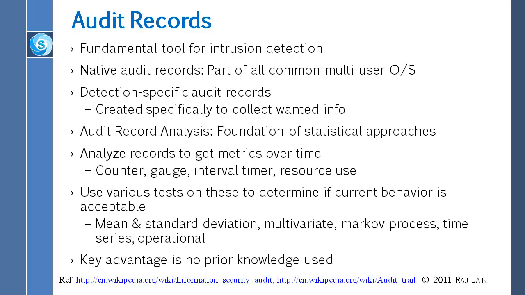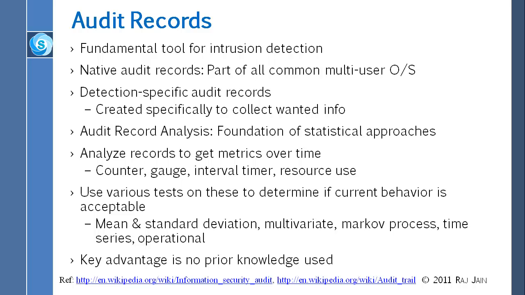And you could analyze them over time with counters, gauge, interval timer, and resource use. So counter is the number of how many times it happened. Gauge is at what rate it is happening. Gauge is like a speed meter. Counter is like a miles meter. So counter is cumulative and gauge is more of a per second kind of thing. Interval timer is the interval between whatever is happening, and resource usage is how much resource is being used. So all of these things you monitor.